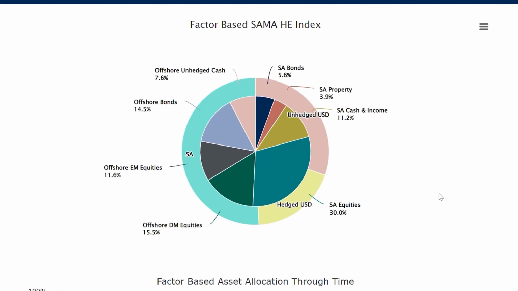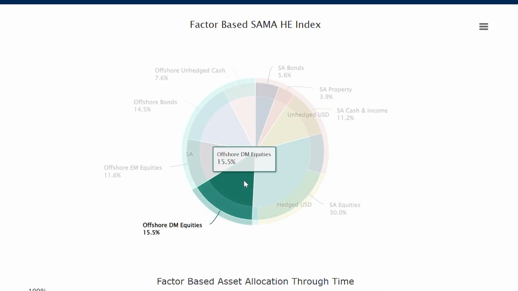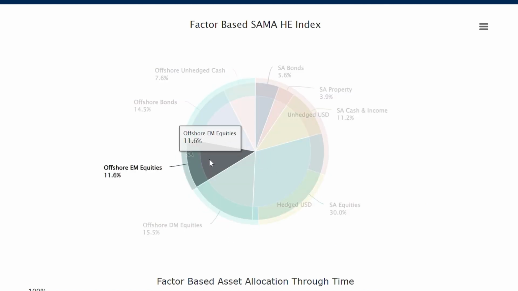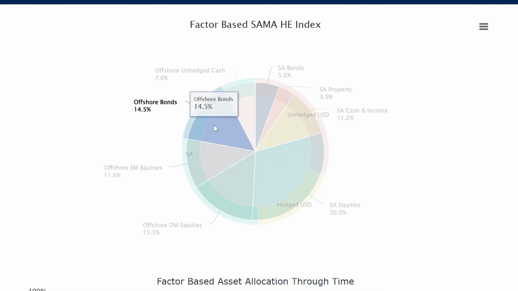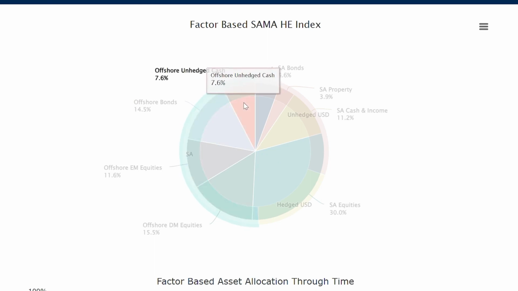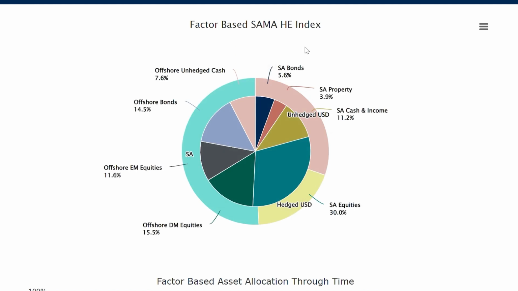Okay, so we performed this exercise on an aggregate level, and this is essentially the factor-based allocation that is most recent. So starting with offshore, because that's what we're interested in right now, we've got around 15% allocation to DM equities, around 11 to 12% in emerging market equities, 14.5% in offshore bonds, and then a little bit of cash sitting at around 7 to 8%. So essentially this means that almost half the portfolio is actually offshore.